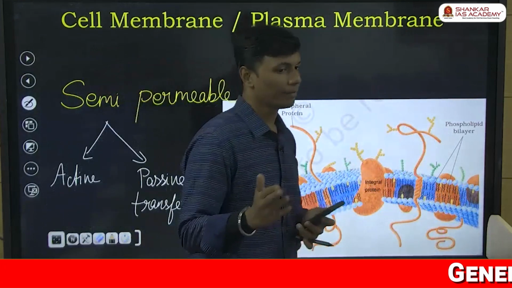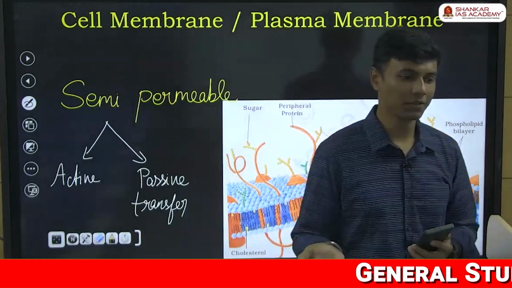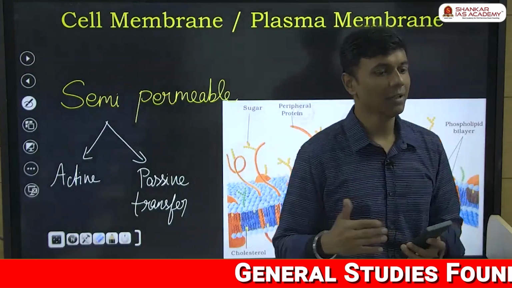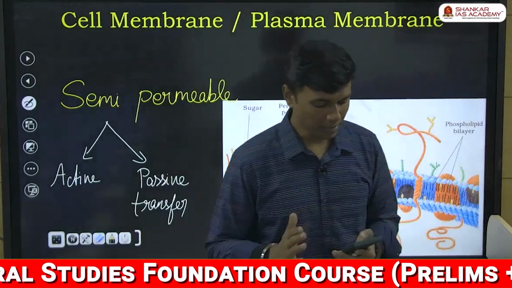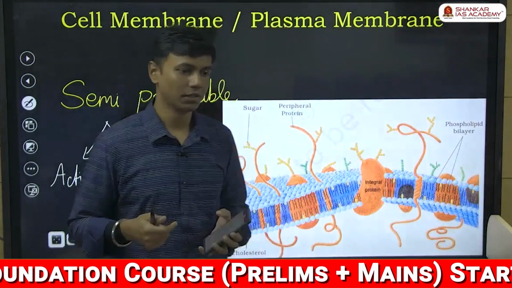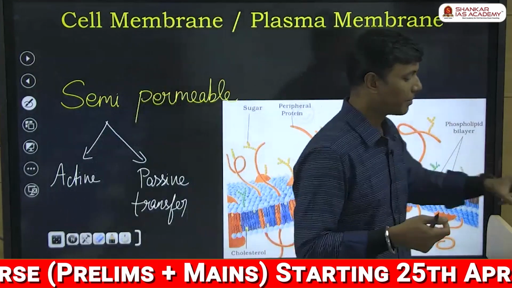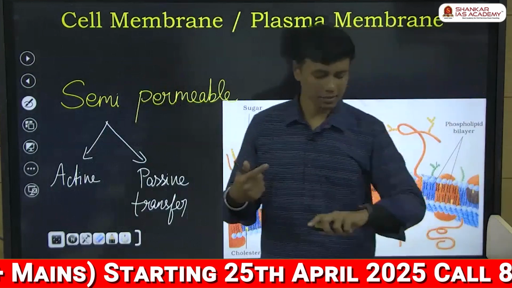So active transfer and passive transfer, or active transport and passive transport. Active transport needs energy. Passive transport will not require input of energy. It happens automatically. Basically, all these happen through the semi-permeable membrane called the plasma membrane. You've completed cell wall and cell membrane.